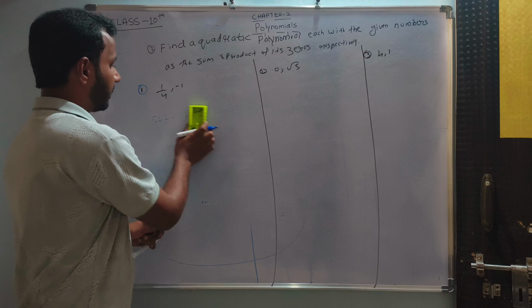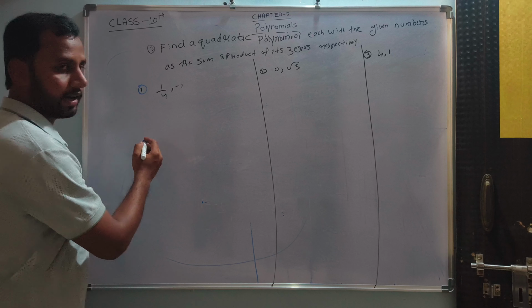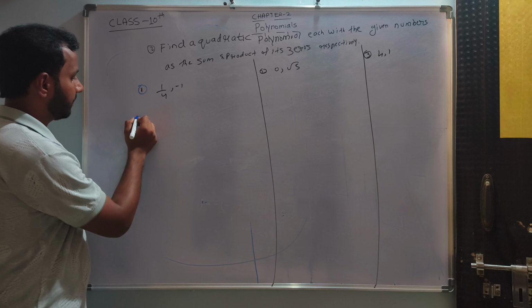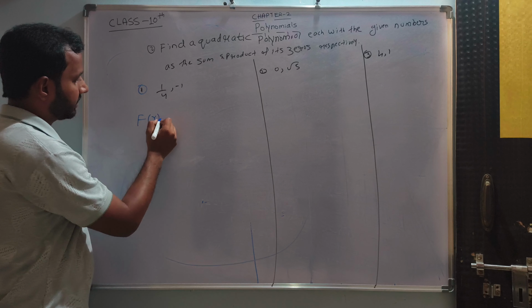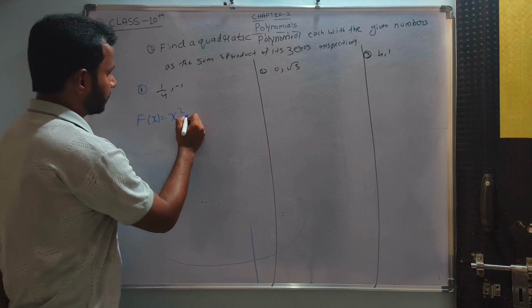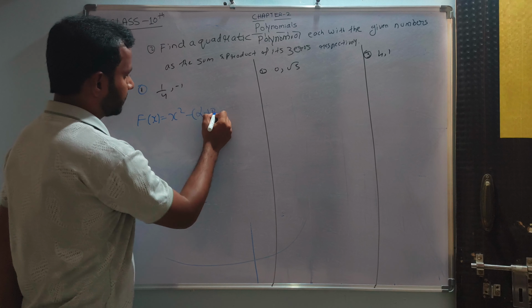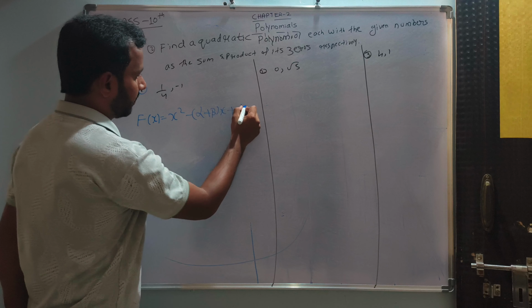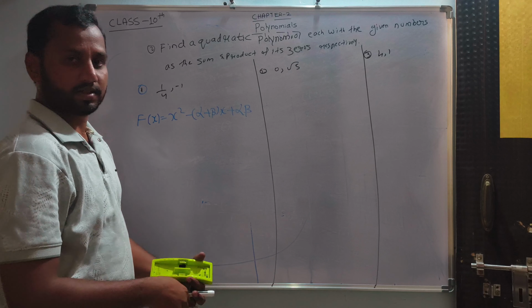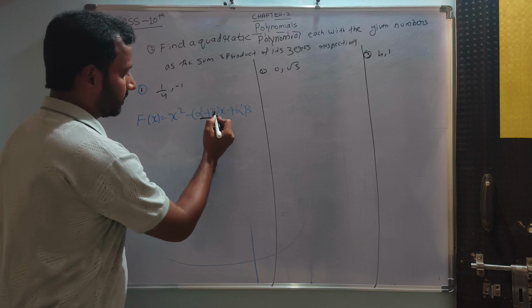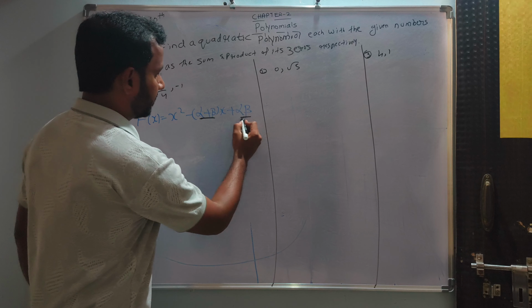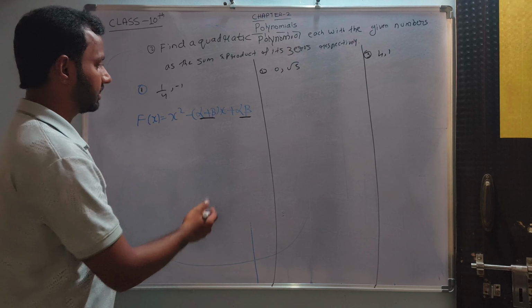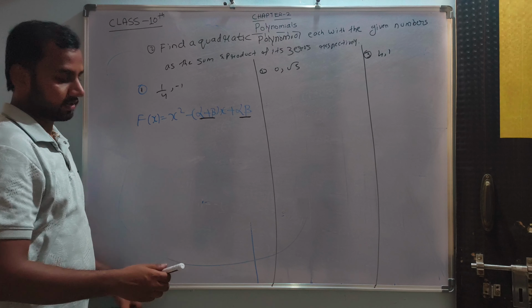Here we need to find a quadratic polynomial. To find a quadratic polynomial, we have the formula f of x equal to x square minus alpha plus beta into x plus alpha beta. What is alpha plus beta here? This is the sum of the roots, and this is the product of the roots. Then I can easily solve with the given values.